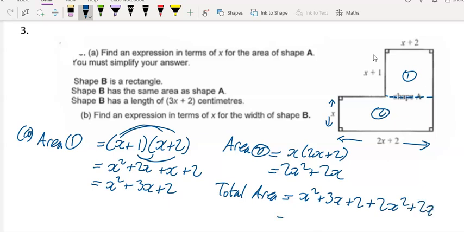So we just about got this squeezed on. That's going to be 3x squared plus 5x plus 2. And I know that is the right answer.